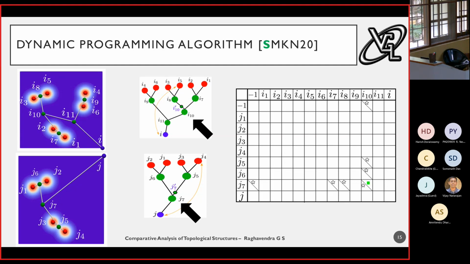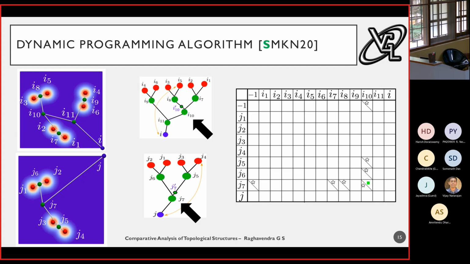So I10 is compared with J6 and J5. So that's why we have entries in J6 and J5. And similarly for J7, it is compared with I8 and I7. So that's why there are entries at I8 and I7. So we compare this to all the subtrees of this, and we compare this to all the subtrees of this. So that is one step.